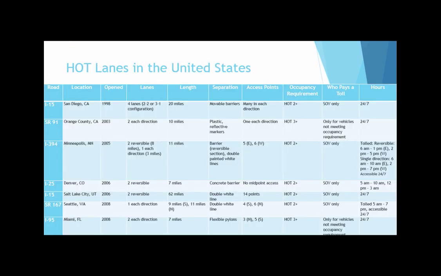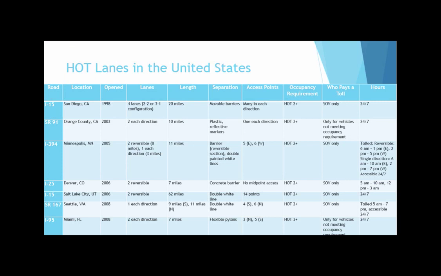So here's an overview of HOT lanes in the United States. As you can see, the first one was I-15 in San Diego, California. It was opened in 1998. It has 4 lanes, and the 2 outer lanes are both in one direction, and then the inner lanes can be reversed. So you can have either a 2-lane per direction configuration or a 3-lane in one direction and 1 lane in the next configuration.